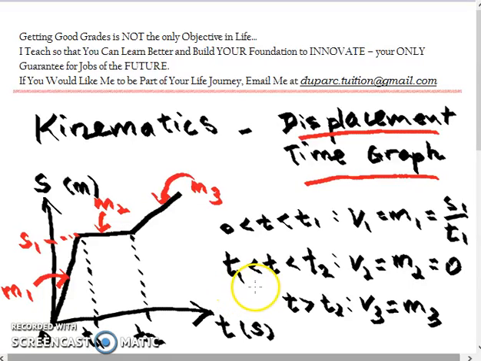And for time between t1 and t2, you realize that the velocity is 0 because the gradient m2 is 0. And when t is greater than t2, the object is again moving because you can see that the gradient is non-zero. And the velocity v3 is given by the gradient m3.